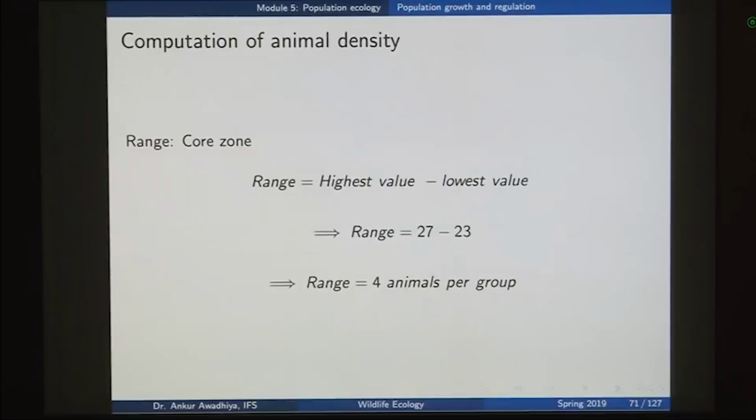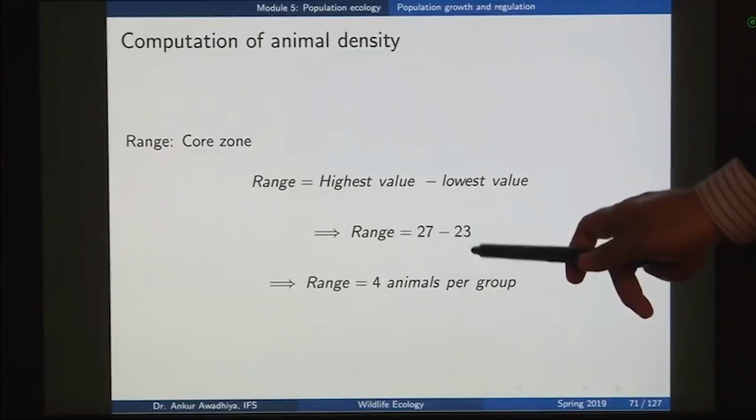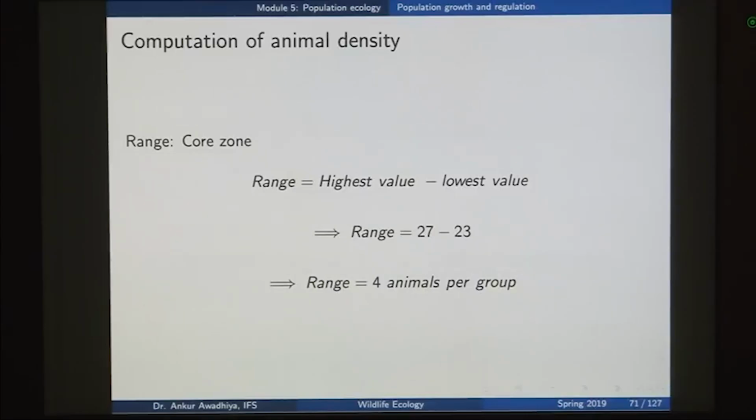Then we can compute the range of these values. Now, range is given by the highest value minus the lowest value. Now, in the case of the core region, all the group sizes were nearly the same. The largest one was 27, the smallest one was 23. So, the range is 4 animals per group.